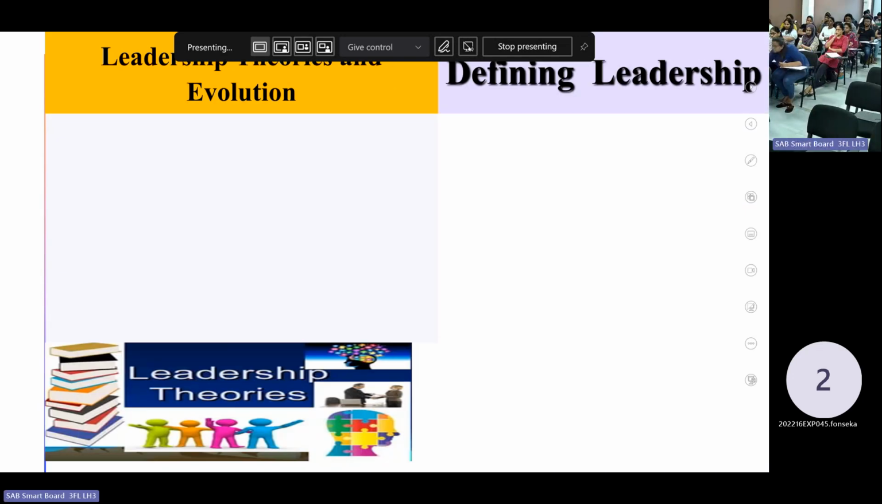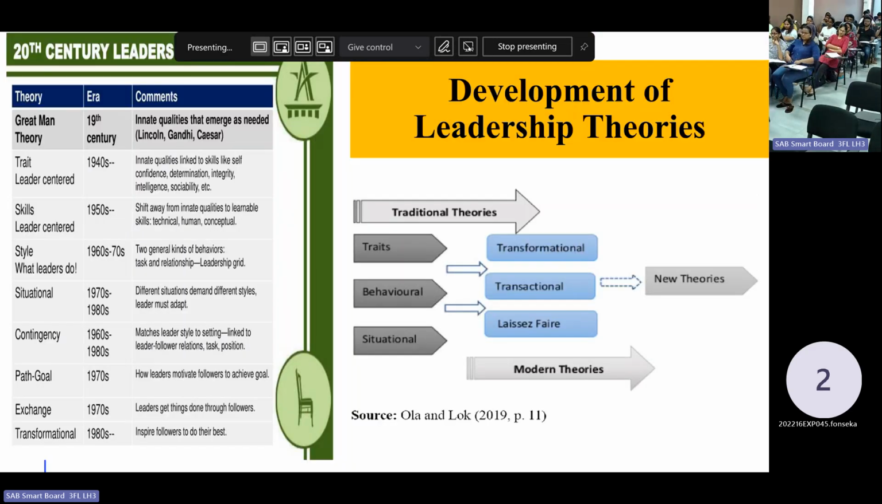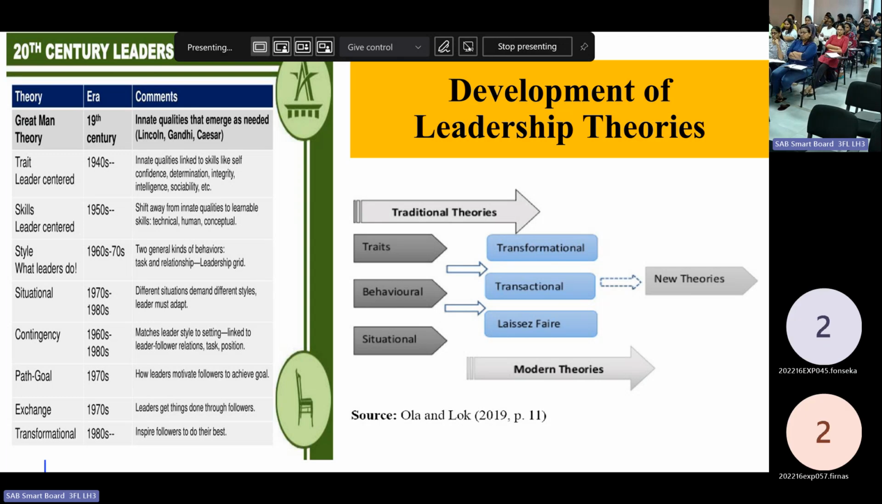These are the theories by which leadership theory evolved: the Great Man theory in the 19th century, then 1940, 1950 up to now. In summary form, there are three groupings: traditional theory, modern theory, and new theory, or 21st century leadership. Am I right, you are team number 1? Virtual team 1 and 2 will be doing the 21st century leadership.